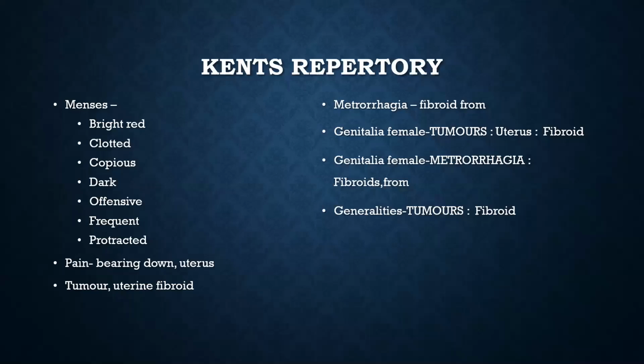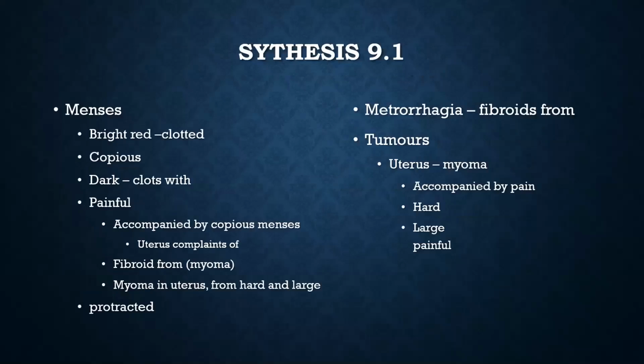So, there are all these kinds of representations. Again, when you go to Synthesis repertory, the same kind of rubrics have been given. So, one more: menses, painful will be there. Fibroid from. Myoma in uterus from, hard and large. That is a particular rubric which you can find in Synthesis 9.1.